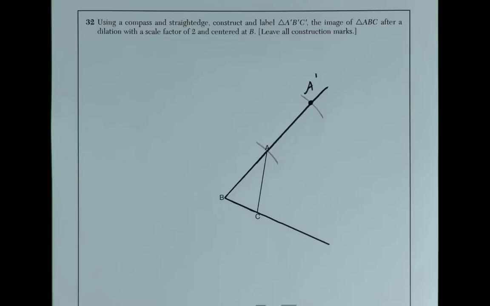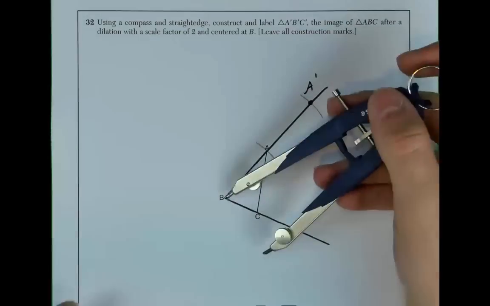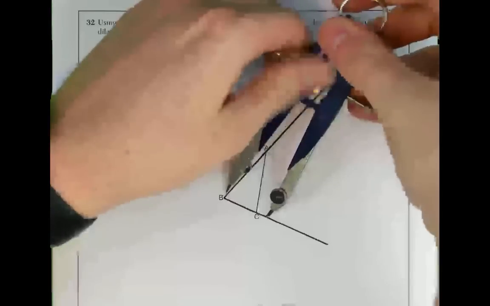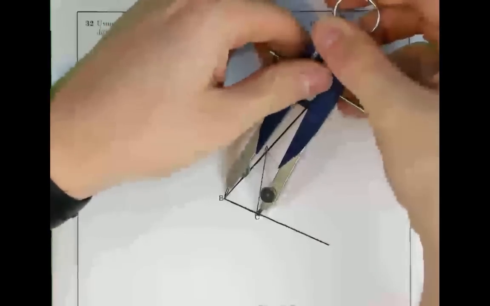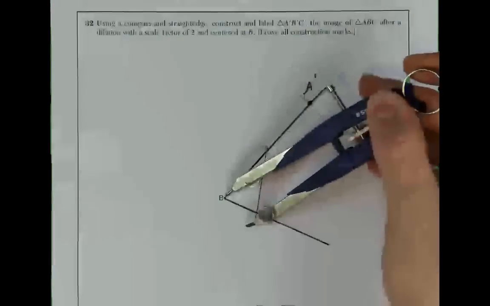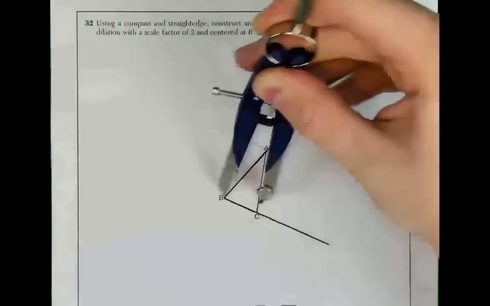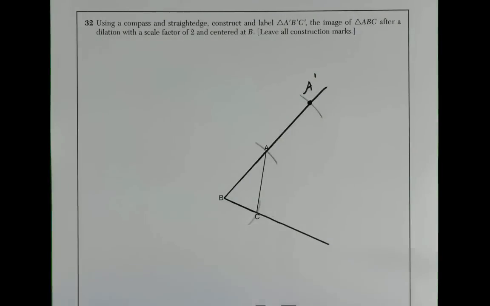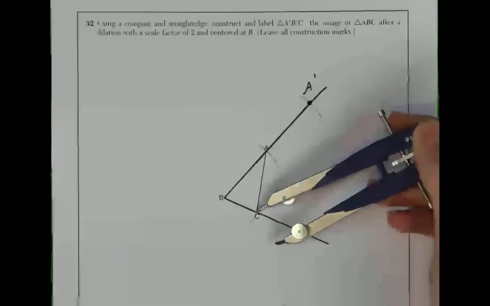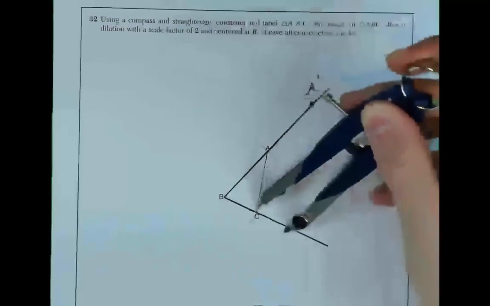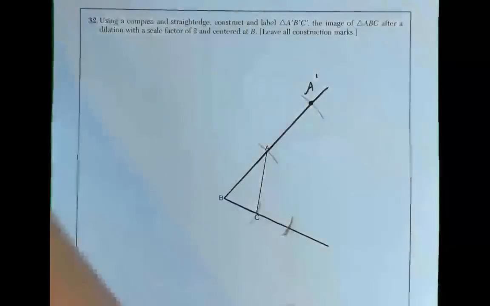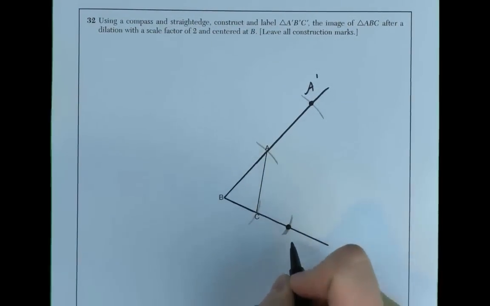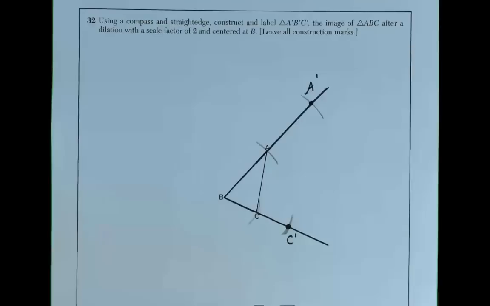Now we repeat the process for line segment BC. I'm going to place my compass point on B, measure the length to C, just like so, and I'm going to mark it by drawing a tick mark at C. Now, using the exact same compass setting, I'm going to place my compass point on C and measure it again. And what this just did is it doubled this line segment. So now this point over here is C prime.